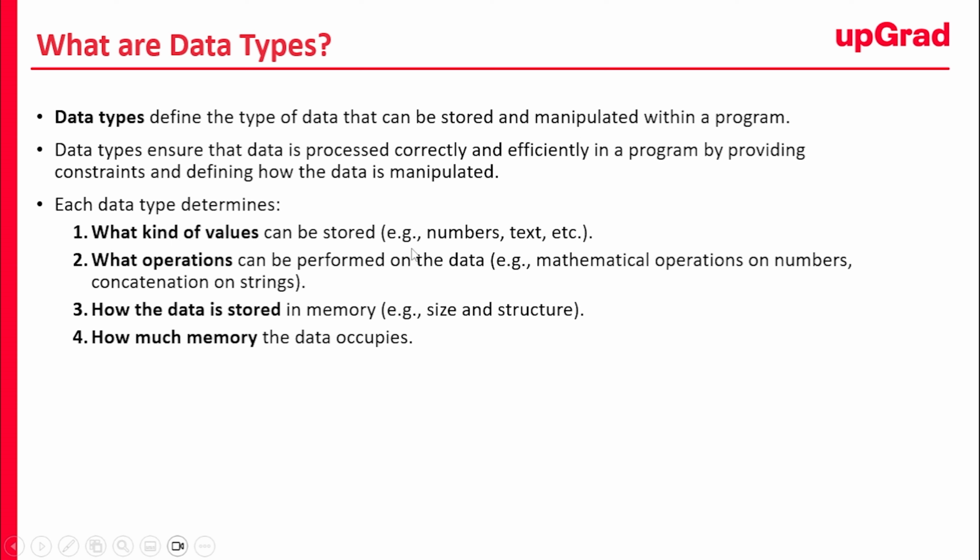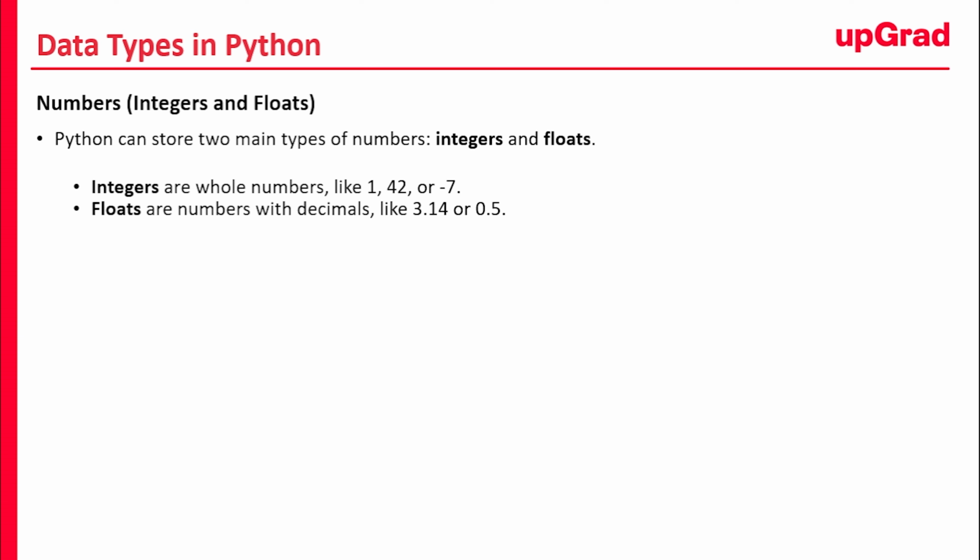What operations can be performed on the data? We call them operations, mathematical operations, be it arithmetic or logical. We'll talk about that in the next video. Then comes how the data is stored: the memory, the size and the structure, and how much memory the input data occupies. So all these things form the basic sense of what data types are. Let's break them down one by one.